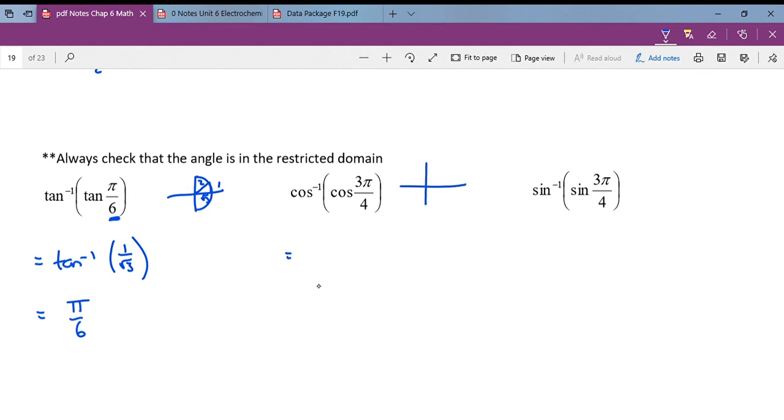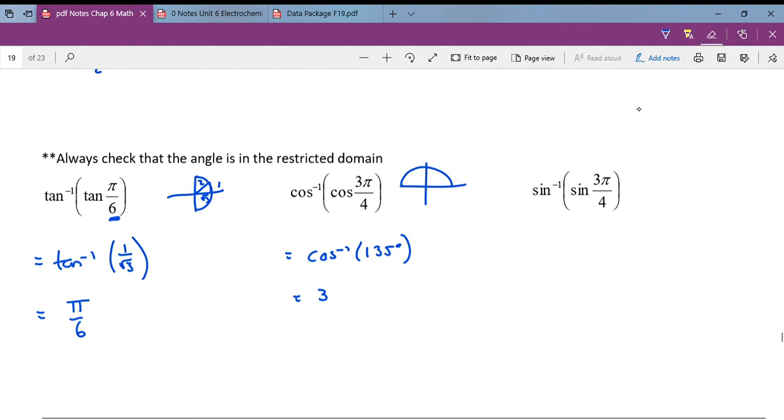First thing I want to check is whether 3π/4 is in the restricted domain for cos. And it is. So this would be taking the inverse cos. This is 45 degrees, so it'd be an inverse cos of 135 degrees, which would still be, oh sorry, I wrote that wrong. Let me just erase that. Getting ahead of myself. So if we've got 3π/4, I'm looking at an angle in the second quadrant, which is in my restricted domain. My opposite, my hypotenuse, and my adjacent.